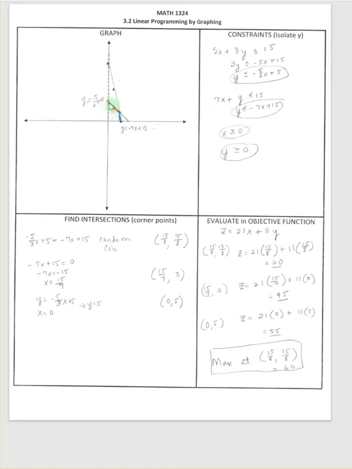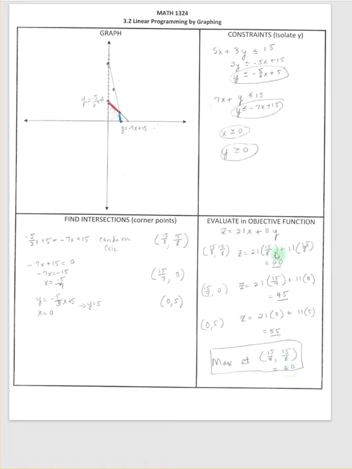For this point, we know that x is 0. So if I write out that equation and plug in x is 0, that all goes away, and my y is 5. We also know that's the y-intercept, and that's 0, 5. So I have my 3 points. I go back to this box, write those 3 points, and plug them into my z function, and I got 60 here, 45 here, 55 here. The largest is 60, so it is a max at this point, and this is the max value.